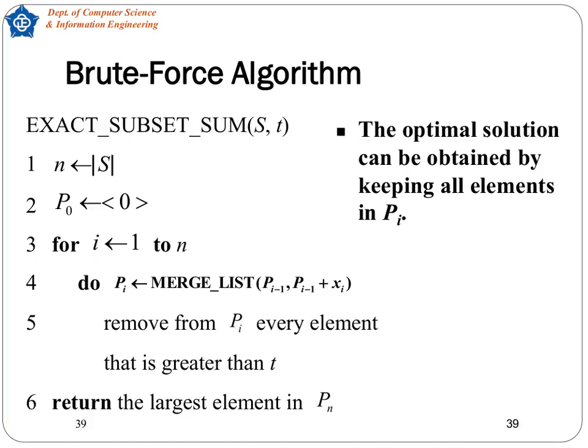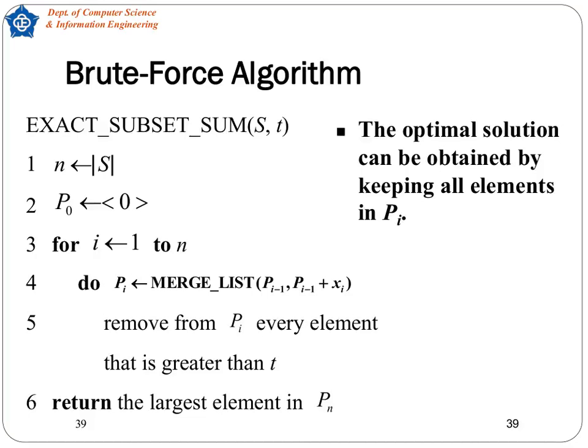Before we dive into our approximation scheme, let's quickly recap the brute force algorithm for the exact subset sum problem. We start by representing our set S with size n and constructing a sequence of lists P_0 through P_n. Initially, P_0 contains only the sum 0. Then, for each element x in S, we form P_i by merging the previous list P_{i-1} with a version of that same list where x has been added to every sum. After merging, we simply discard any sums that exceed our target t.